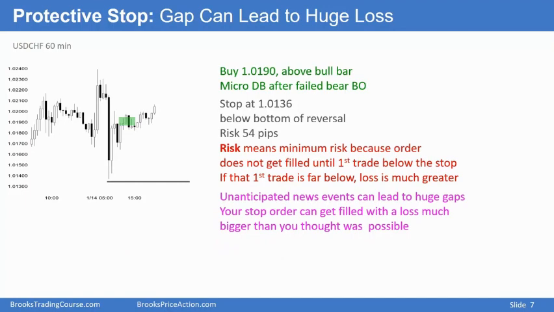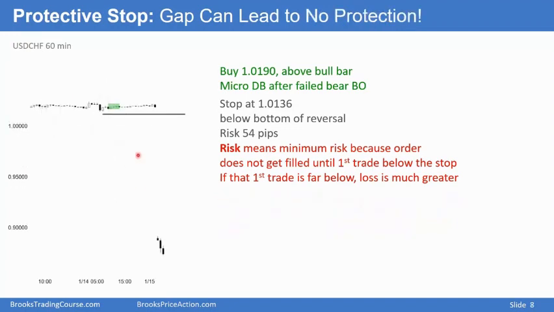Unanticipated news events can happen in any market, including currencies. And the result is your protective stop may not protect you much at all. It's rare, but it can happen. This is that same chart right up here. You bought here, and you put your stop here, and you thought you were risking 54 pips. However, the market opened with a huge gap down. You can see where it opened. It opened down here, and therefore the first trade that takes place at or below your stop was right here, and that means you get filled right here.